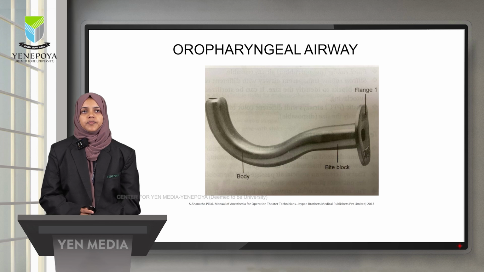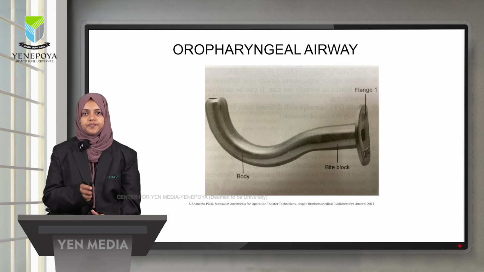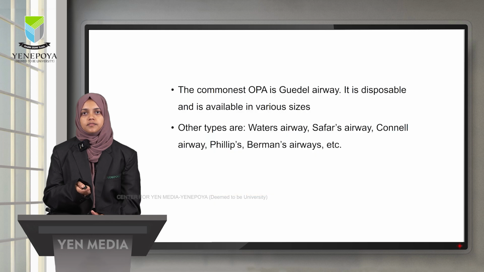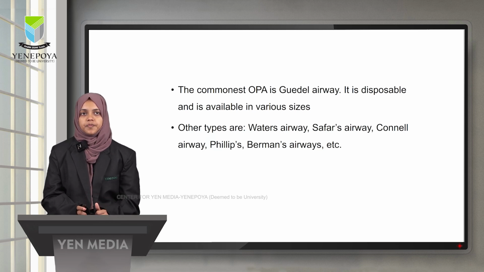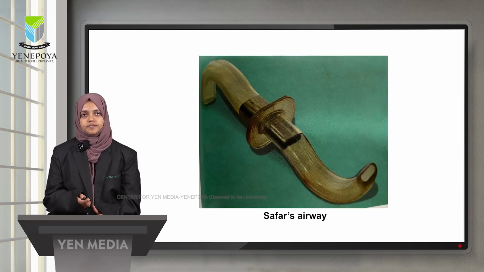So this is an example of an oropharyngeal airway, which is called Gudel's airway. It is made up of black rubber. You can see the flange, bite block and body. The commonest type of oropharyngeal airway used is Gudel's airway. It is disposable and is available in various sizes with various color codes. Other types of oropharyngeal airways used are Waters airway, Suffer's airway, Connell airway, Phillips and Berman's airway.